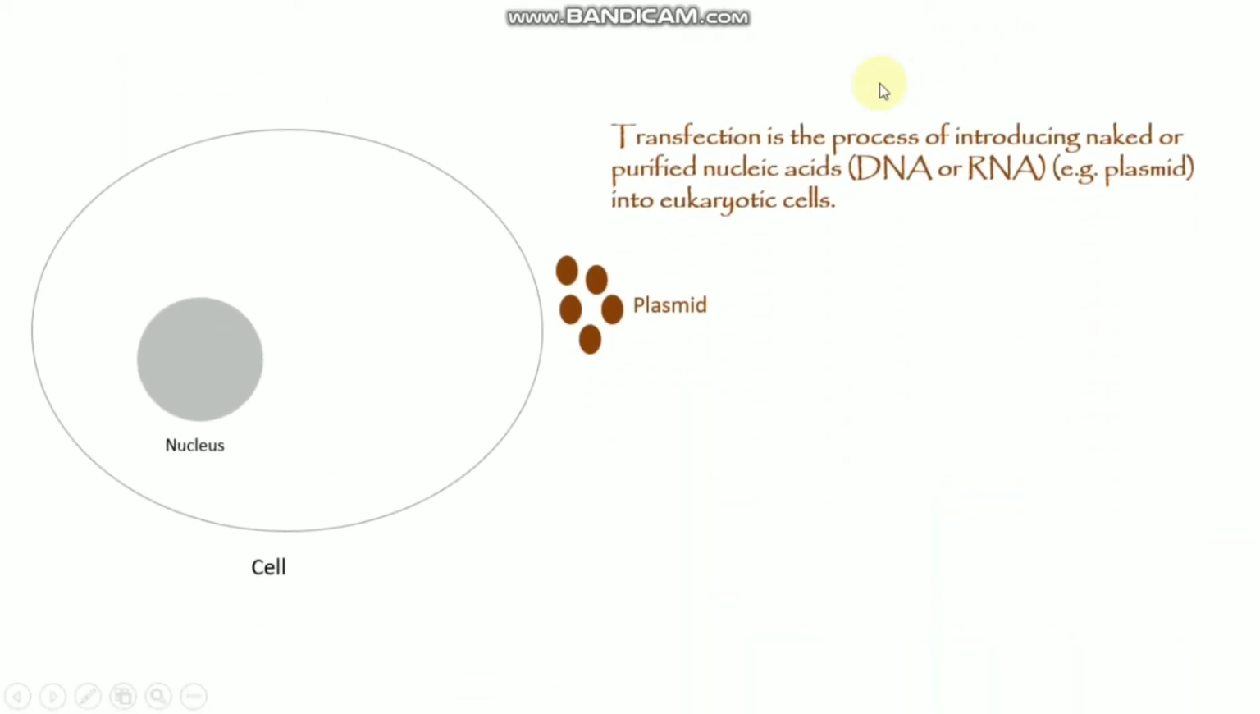So, what is transfection? Transfection is the process of introducing a purified nucleic acid, for example DNA or RNA, into eukaryotic cells. So if you introduce any DNA or RNA into eukaryotic cells, that process is known as transfection.